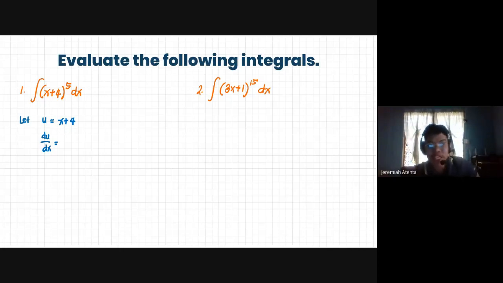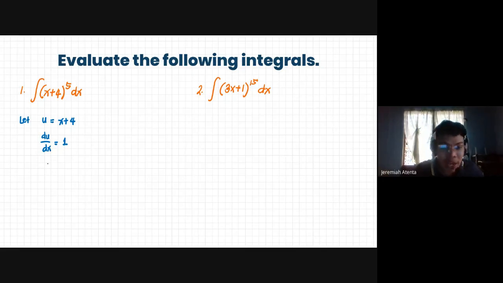So here we differentiated u, so that is du over dx. So what is the derivative of x plus 4? Anyone? What is the derivative of x? Can you still remember derivative? Okay, so we have 1. Therefore, we have 1 here, right? So from that, we have du over dx equal to 1.